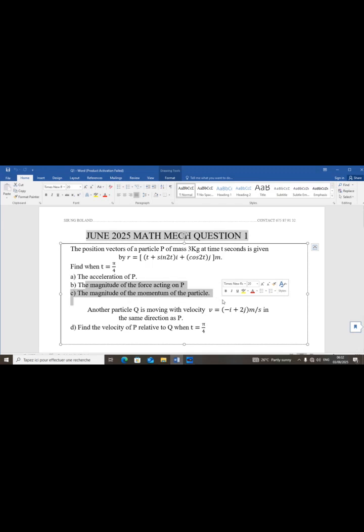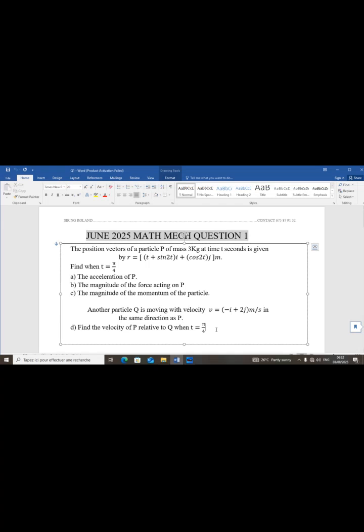Another particle Q is moving with velocity v equals minus i plus 2j meters per second in the same direction as P. (d) Find the velocity of P relative to Q when t equals pi on 4. Okay, so guys, that was just all about the question, and as usual, we are going to be explaining as we proceed.